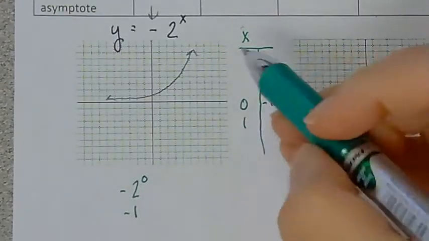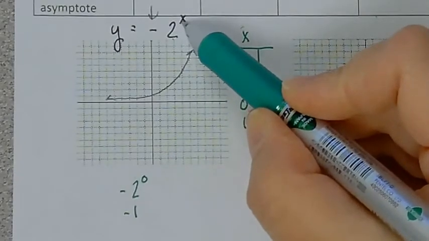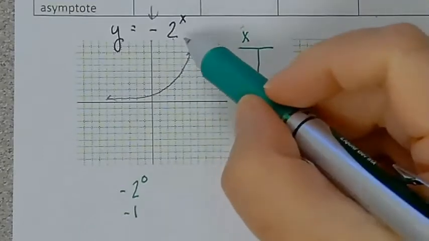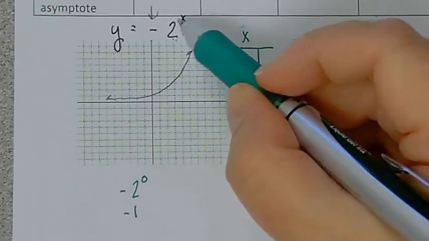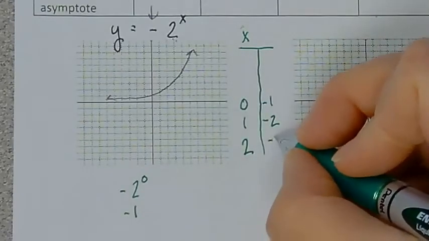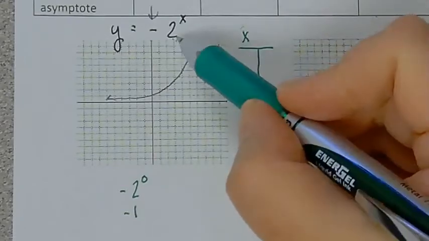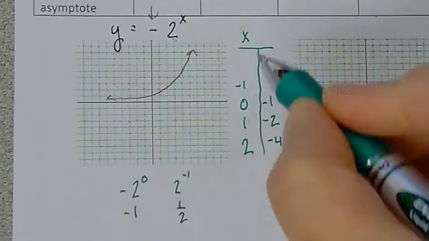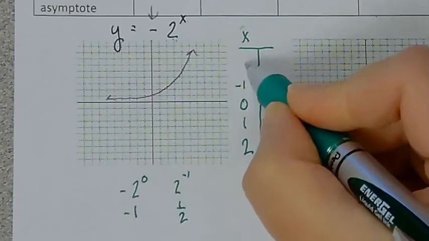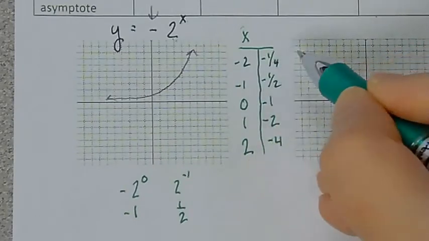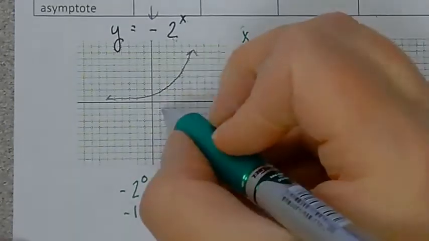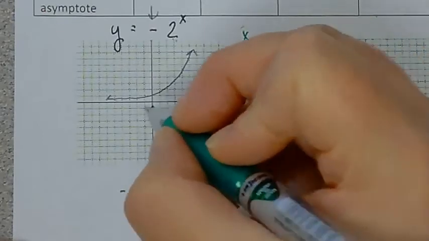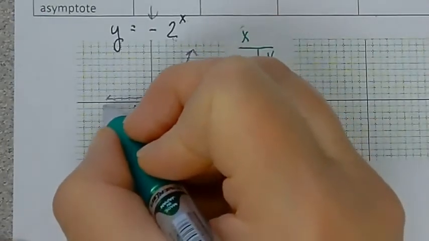Okay, let's try 1. 2 to the first power is 2, but since we have a negative in front, the output is negative 2. Let's try 2. 2 to the second power is 4, but because there's a negative in front, it's negative 4. Let's try negative 1. 2 to the negative 1 power is 1/2, but because there's a negative in front of it, it's negative 1/2. And we can see then at negative 2, I'd get negative 1/4. So I'm graphing (0, negative 1), (1, negative 2), (2, negative 4), and so on, so it looks something like this.